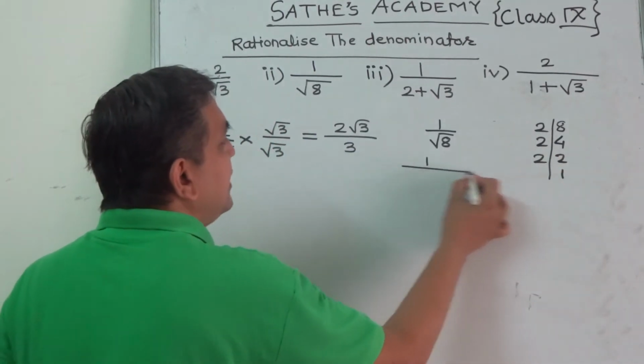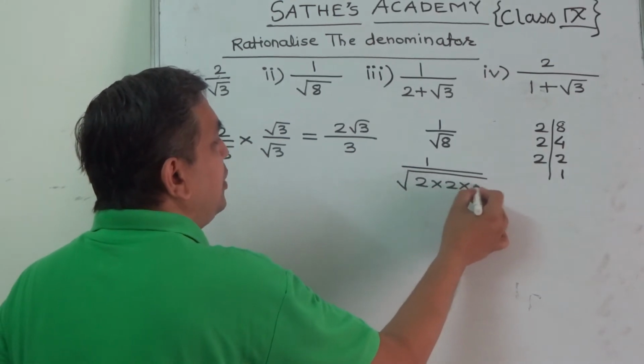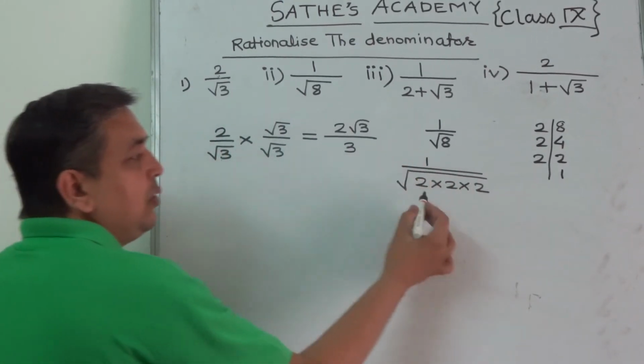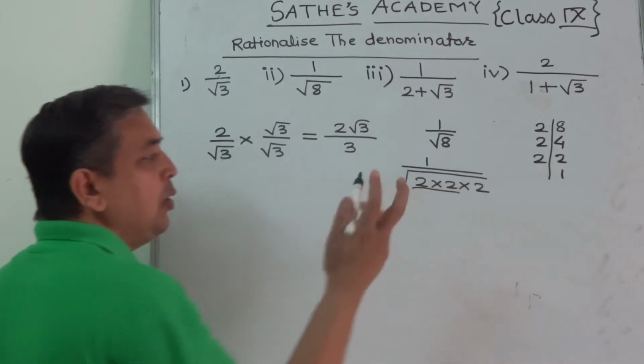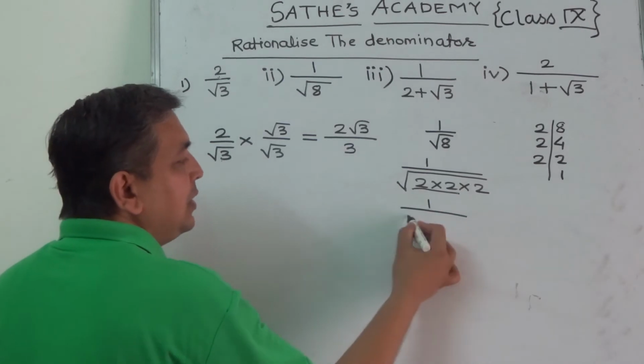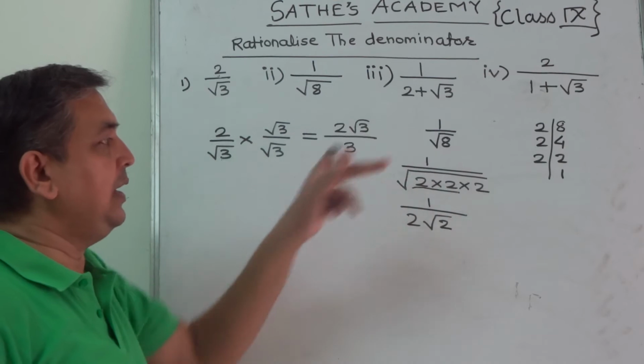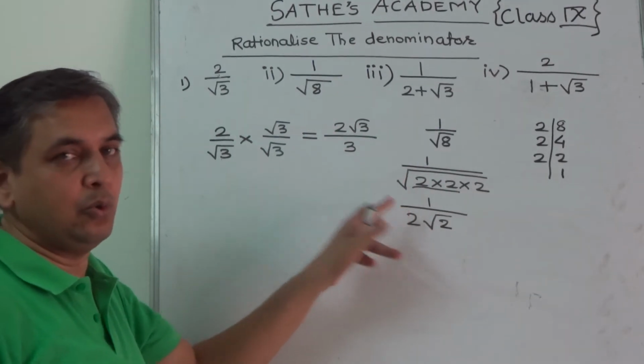So this can be written as 1 upon root of 2 into 2 into 2. Since this is a square root, we take a pair of 2 2's. This pair we take outside the root and this becomes 1 upon 2 root 2. So 1 upon root 8 is reduced to 1 upon 2 root 2.